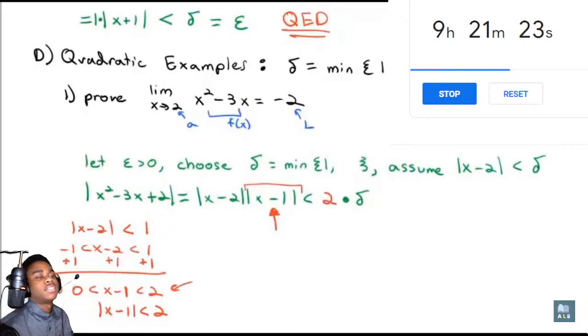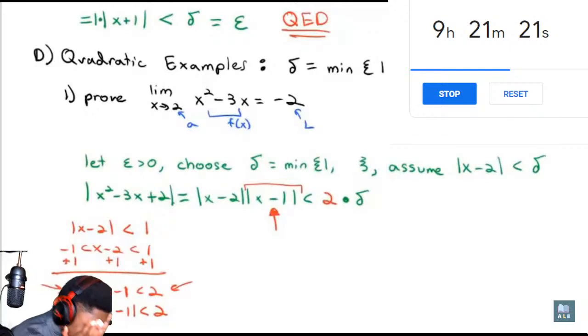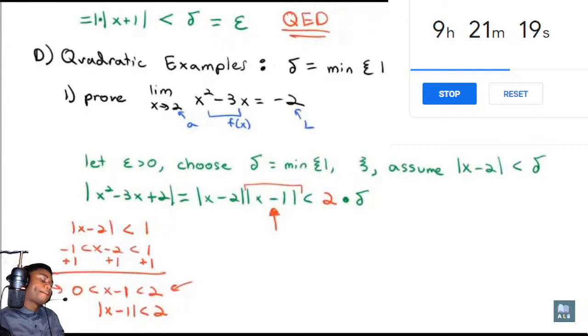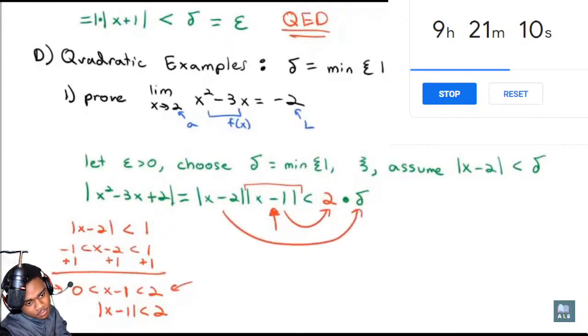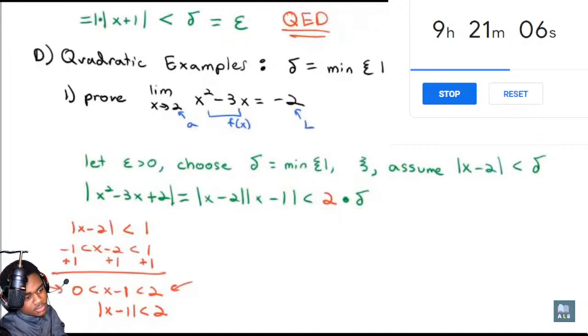That is what we're going to multiply delta by. Because x minus 1, worst case scenario is 2. x minus 2, worst case scenario is delta. So at least we know that the absolute value of x minus 2 times x minus 1 is less than 2 times delta.